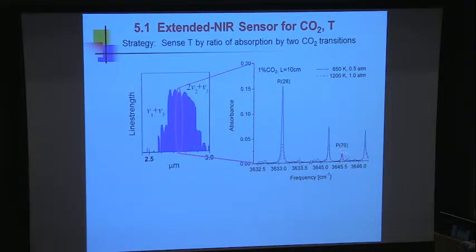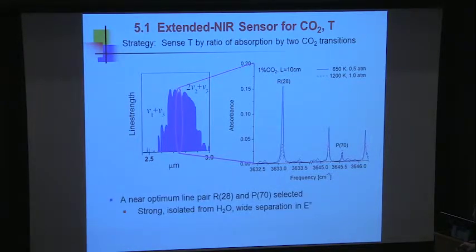This is the P70. 70 is a big number. What does that mean? Populations are a lot less than they are for 28. I might take the ratio of absorption between these 2 lines as a good place to work. So we selected that line pair. It turns out to be isolated from water, and it has a wide separation in the energy level, which we need for temperature sensitivity.